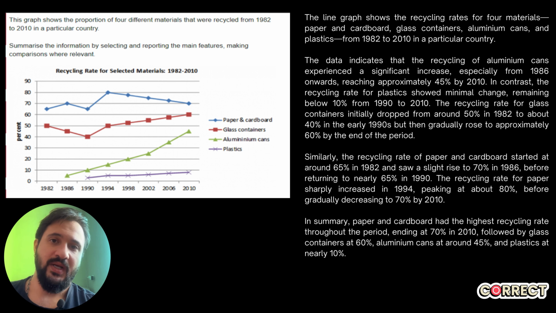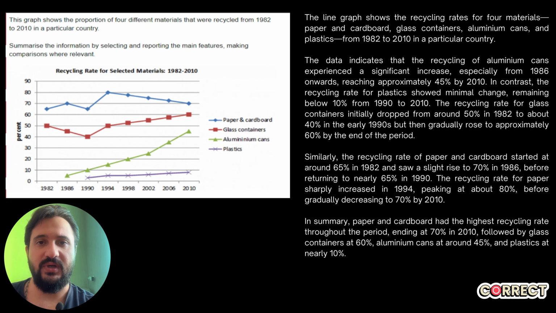Corrected version overall. The line graph shows recycling rates for 4 materials: paper and cardboard, glass containers, aluminum cans, and plastics from 1982 to 2010 in a particular country. The data indicates that the recycling of aluminum cans experienced a significant increase, especially from 1968 onwards, reaching approximately 45% by 2010. In contrast, the recycling rate for plastics showed minimal change, remaining below 10% from 1990 to 2010.